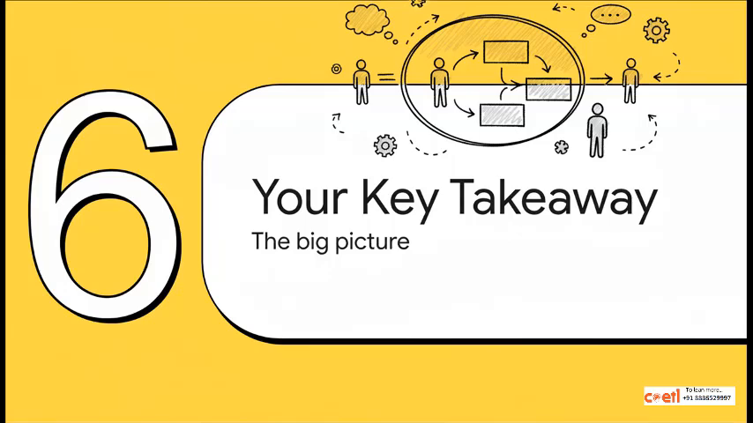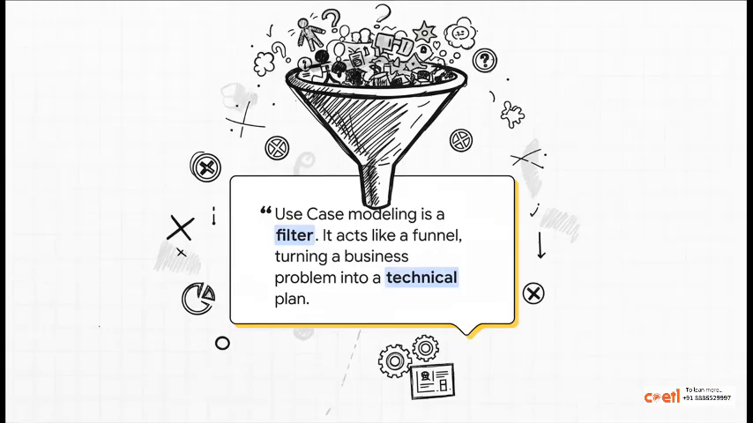So we've broken down the boundary, the actors, the use cases, the relationships. What's the big picture here? What is the one thing you really need to take away from all of this? It's this. A use case diagram is a filter. Think of it like a funnel. You pour a big, messy business problem in the top with all the different people and steps and emails, and what comes out the bottom is a clean, focused, technical plan. It forces everyone to agree on what the system will do, and just as importantly, what it won't do before anyone starts coding. It's a tool for getting clarity and commitment.